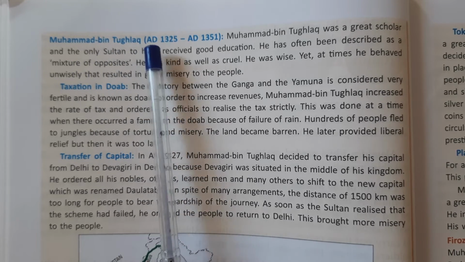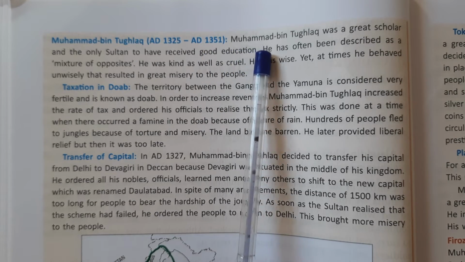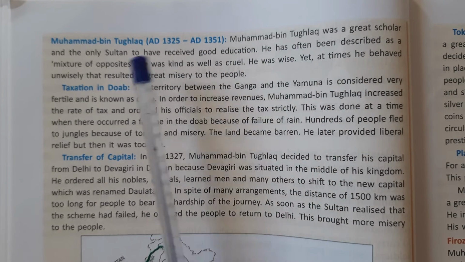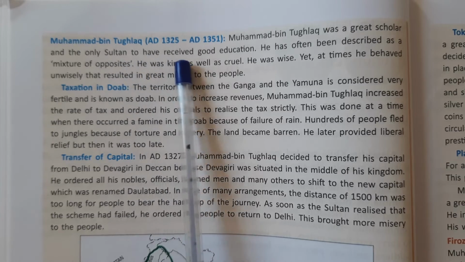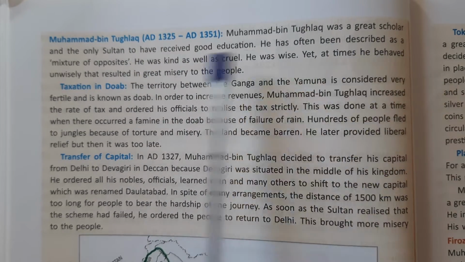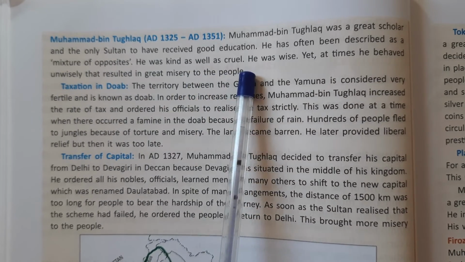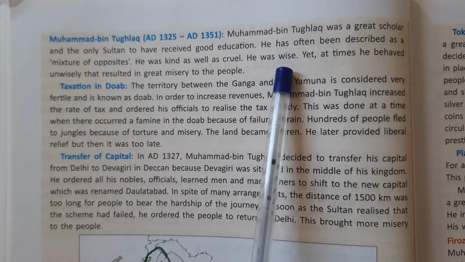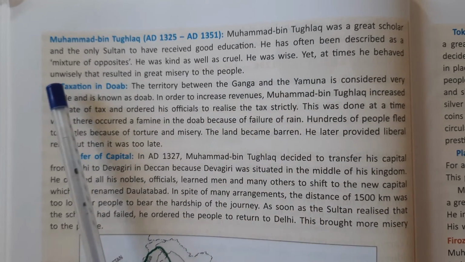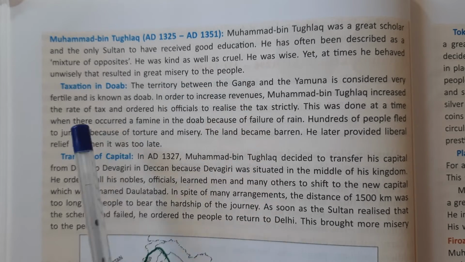Muhammad bin Tughlaq, AD 1325 to AD 1351. Muhammad bin Tughlaq was a great scholar and the only sultan to have received good education. He has often been described as a mixture of opposites. He was kind as well as cruel. He was wise, yet at times he behaved unwisely, which resulted in great misery to the people.